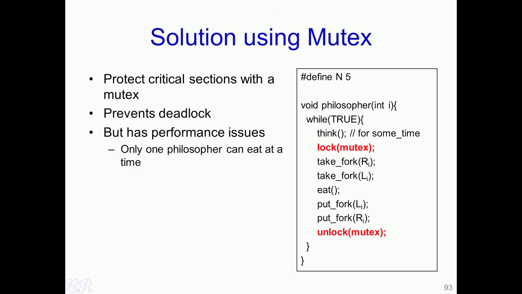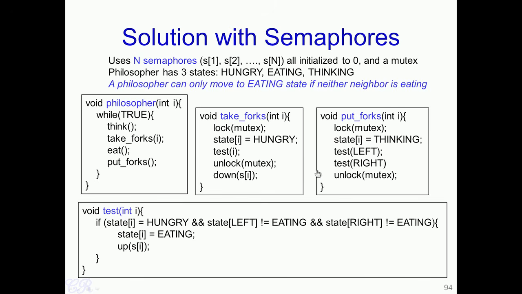So, let us look at our fourth attempt, and this one uses semaphores. Let us say that we have n semaphores, S1 to Sn, and we have one semaphore per philosopher. All these semaphores are initialized to 0. In addition, the philosopher can be in one of three states: hungry, eating, or thinking.